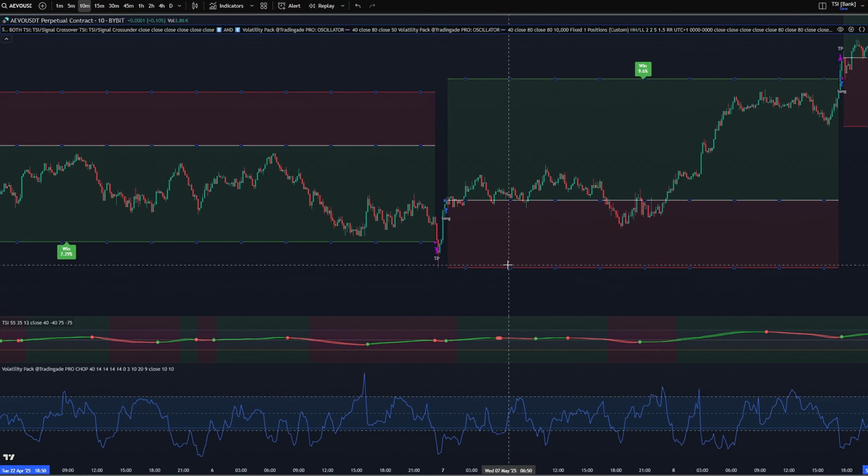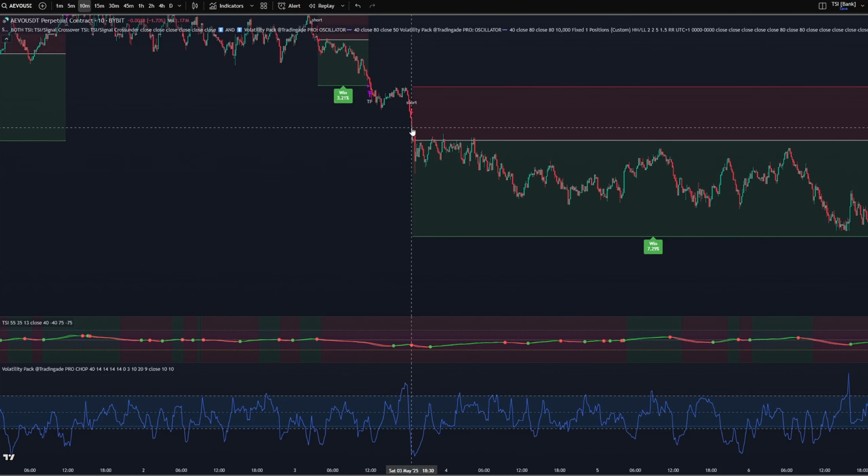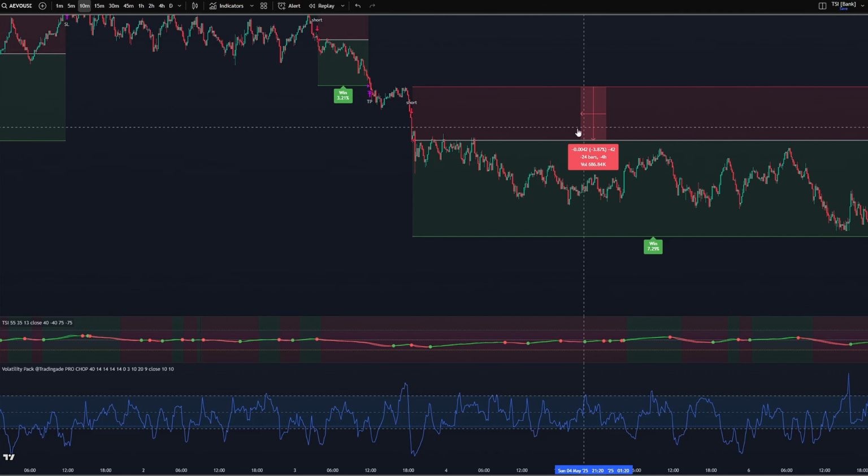The take profit is 1.8 times this distance. While for the short side, we have a red circle from the TSI, and the chop line is below the threshold level. The stop loss is set at the highest high within the previous 20 candles, and the take profit is 1.8 times the stop loss distance.